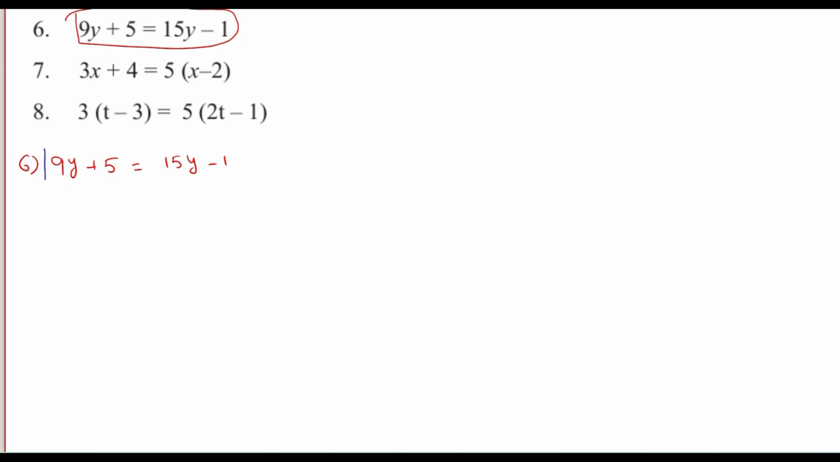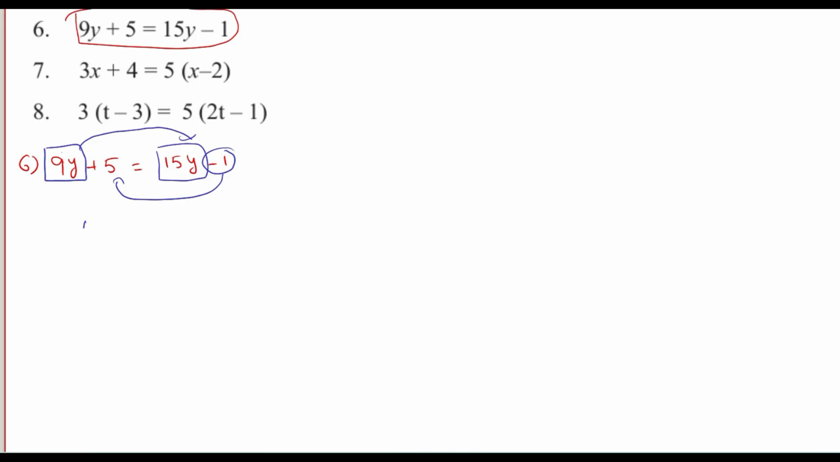Here, to transpose, firstly you need to check that we have a variable on both sides. Here LHS is 9y, RHS is 15y. Here 9y is smaller than 15y, so we need to transpose this 9y to the RHS. In the same manner, I'm transposing this negative 1 from the RHS to the LHS, and it becomes a positive.